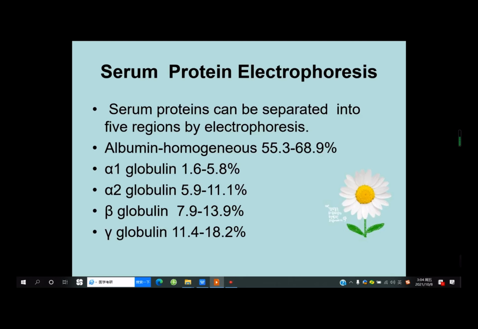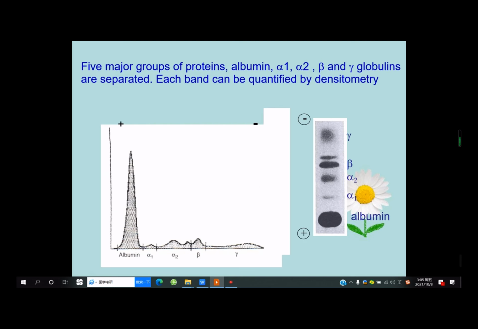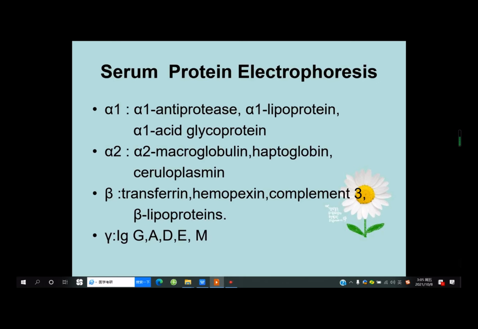Serum protein can be separated into 5 regions by electrophoresis: albumin, alpha-1, alpha-2, beta, and gamma. The first and biggest region is albumin. Alpha-1, alpha-2, beta, and gamma are next to albumin in order. This picture shows the electrophoresis. Every protein region has its special proteins. Alpha-1 antiprotease and alpha-1 lipoprotein belong to the alpha-1 protein, and alpha-2 macroglobulin and haptoglobin belong to the alpha-2 protein. Transferrin, hemopexin, complement 3, and beta-lipoproteins belong to the beta protein, and all kinds of immunoglobulin belong to the gamma protein, and immunoglobulin can also be called gamma globulin.